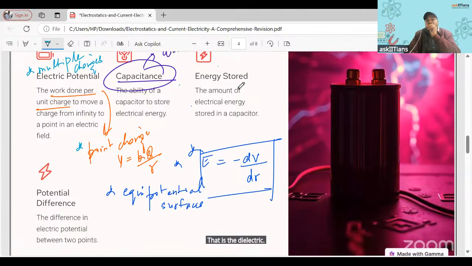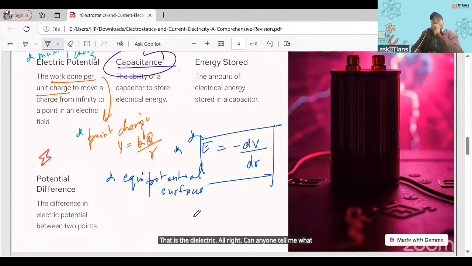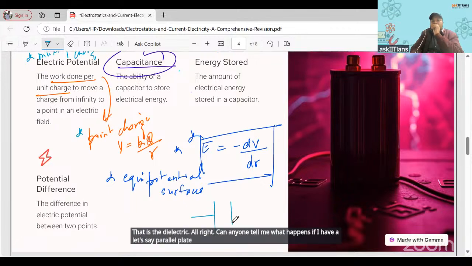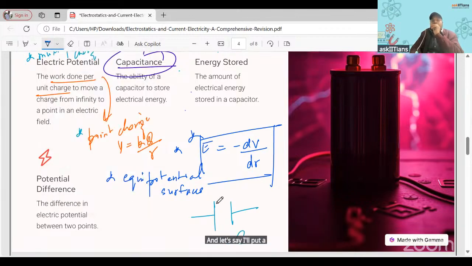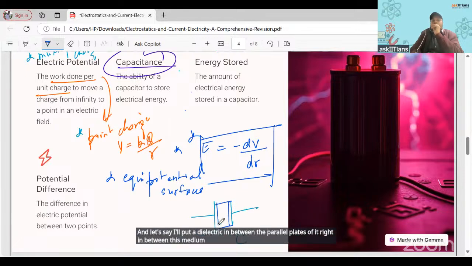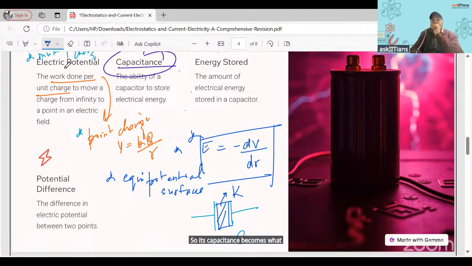All right. Can anyone tell me what happens if I have, let's say, a parallel plate capacitor with capacitance C, and I put a dielectric in between the parallel plates? The whole space is filled with it, and its dielectric constant is K. So its capacitance becomes what? Now, would its capacitance be C or something else?